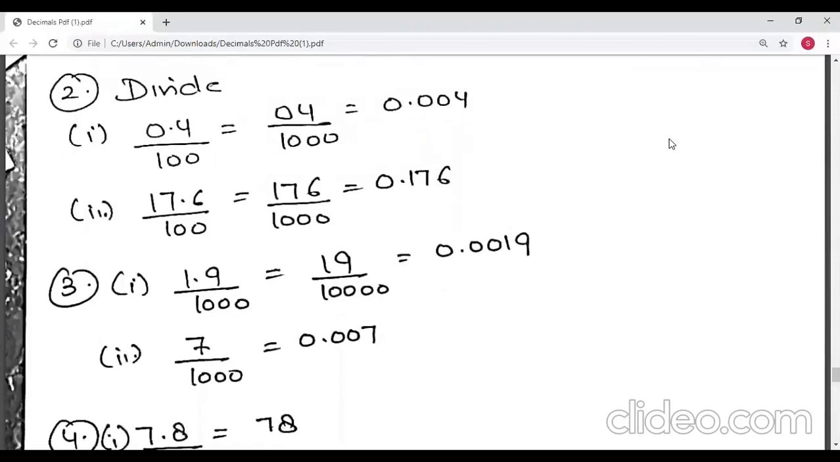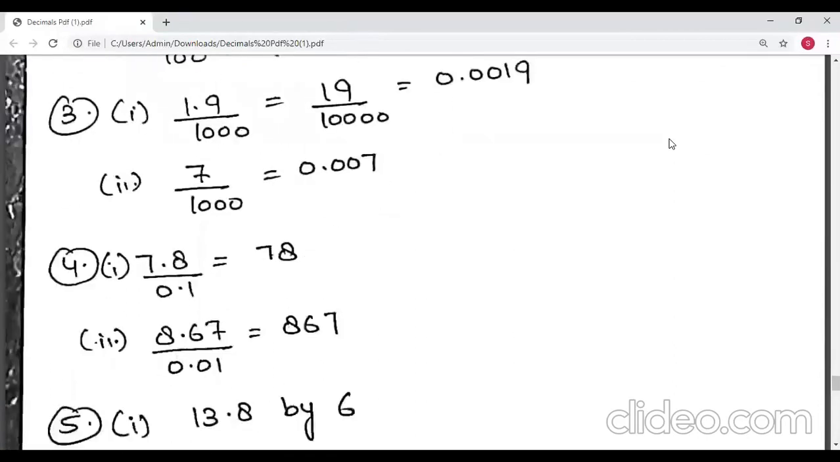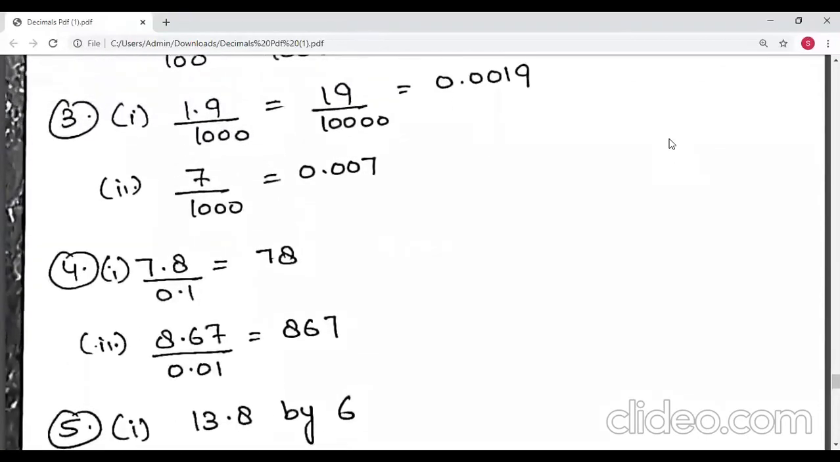Second part 17.6 upon 100. Remove the decimal from 17.6, increase one more 0 in the denominator. You'll get the number as 176 upon 1000 and then you'll get the answer as 0.176.